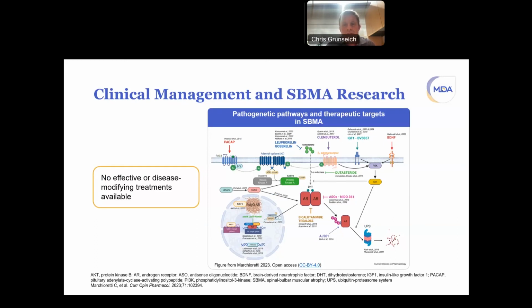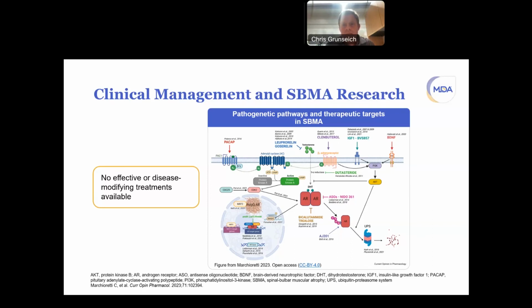And so drugs that have tried to block the activation of the androgen receptor have been tested before in studies, such as leuprorelin. That's a drug that reduces the amount of testosterone in the body. Or the drugs that try to reduce the body's production of androgen receptor itself are under development. These are antisense oligonucleotides to try to antagonize the normal function of AR to reduce that toxicity to the muscle and to the spinal cord.